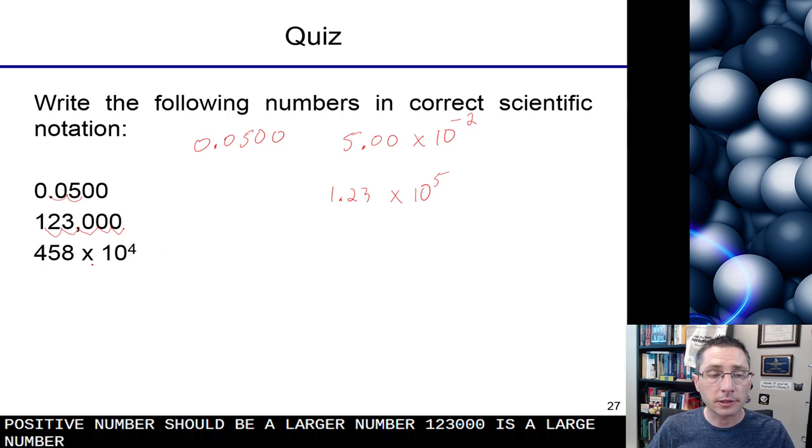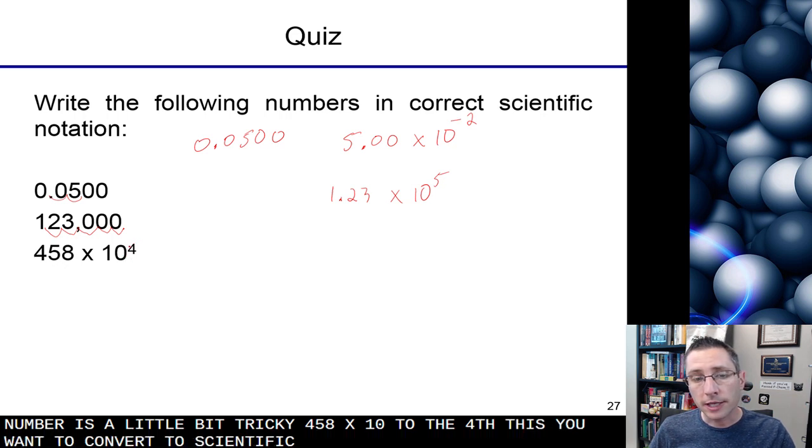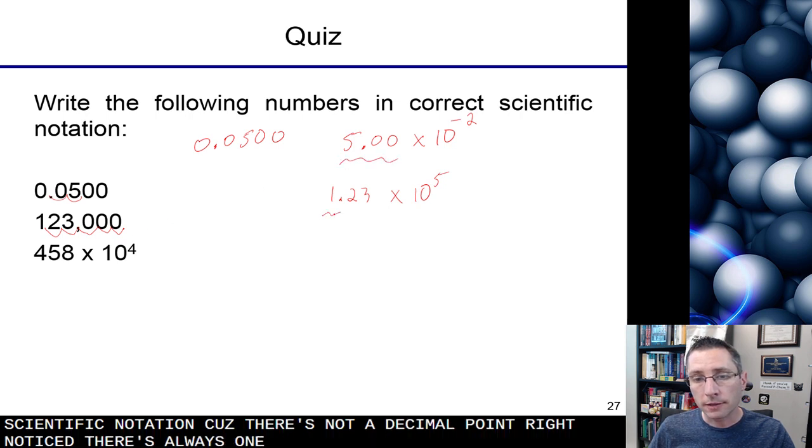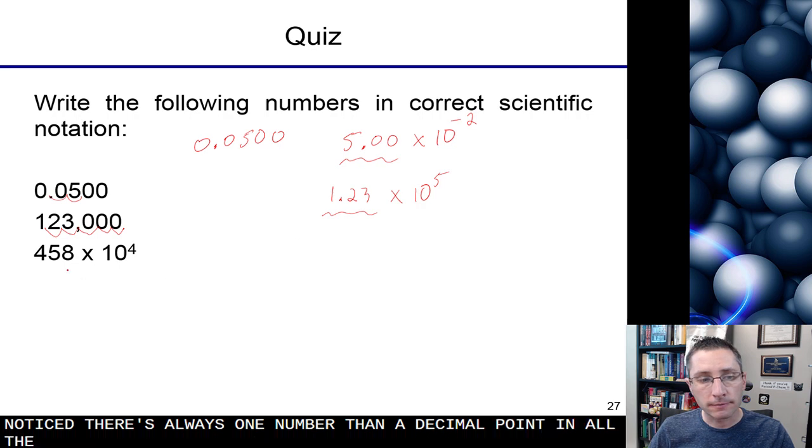Okay, the last one here is a little bit tricky. 458 times 10 to the 4th, right? This you want to convert to scientific notation. It's not already in scientific notation because there's not a decimal point, right? Notice there's always one number, then a decimal point in all of these. Okay, so somehow I have to get this instead in the form of 4.58 from 458.